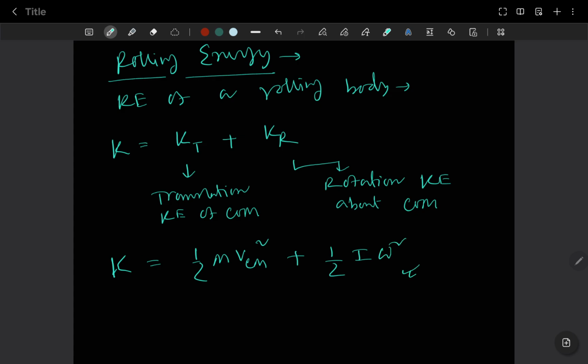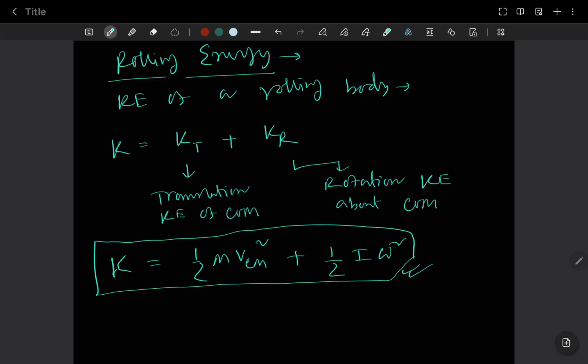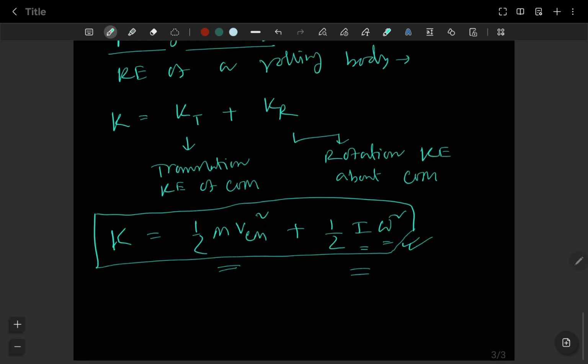This is the rotational kinetic energy you have already studied in this chapter, right? But remember, this I and this omega are referred to the center of mass. These quantities are taken about the center of mass. So this is the translational kinetic energy of center of mass, and this is the rotational kinetic energy about the center of mass. All right.